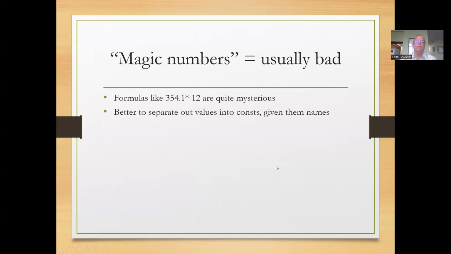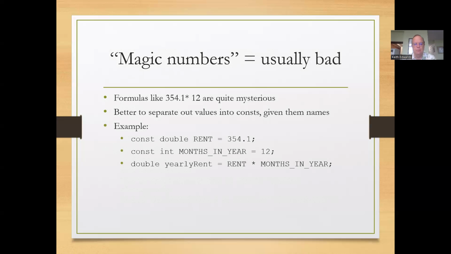The other thing that can be bad in terms of readability from a programmer's standpoint is magic numbers, or sometimes more formally, they're called literals. Formulas like 354.1 times 12. What is the 354.1? We can actually make those into constants above the program and give them names.